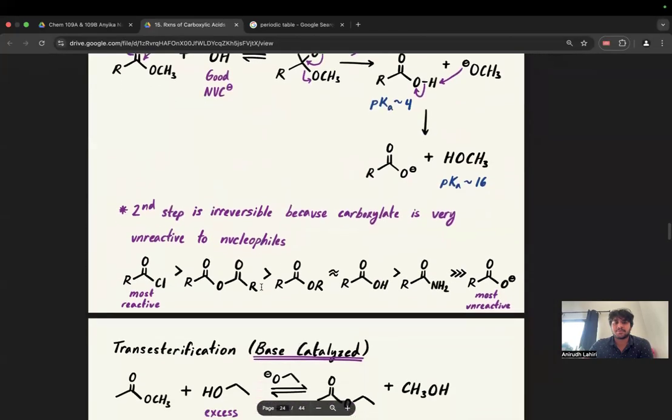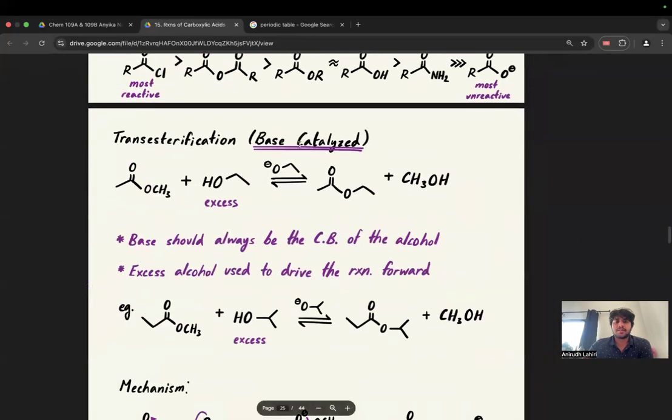Okay, so that's why the second step is irreversible. Transesterification, base catalyzed. The base should always be the conjugate base of the alcohol. Okay, cool.